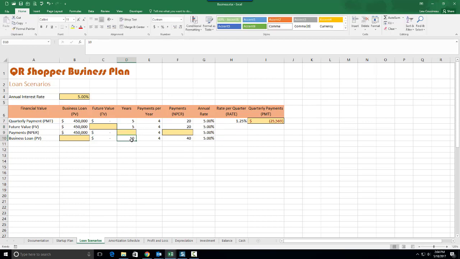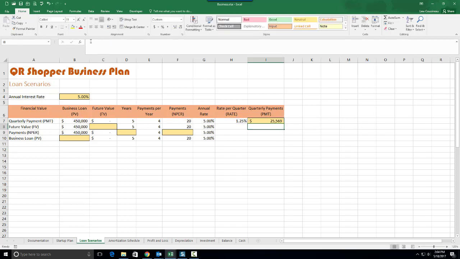Not 10. So obviously you have to pay it back twice as fast. So now our payment is $25,569. Now, of course, it's negative, and that's a convention in the business world that if money is leaving your pocket, then it's $25,569 negative.